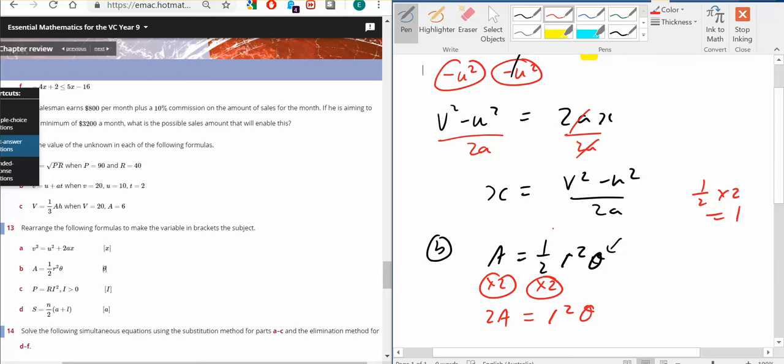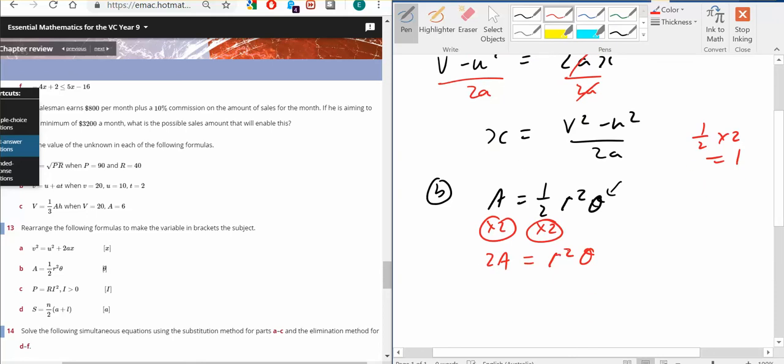Okay, so how do I get rid of the r squared? Because r squared is multiplied by theta, the opposite is to divide by r squared. Gets rid of the r squared, so you're left with theta equals 2A over r squared.